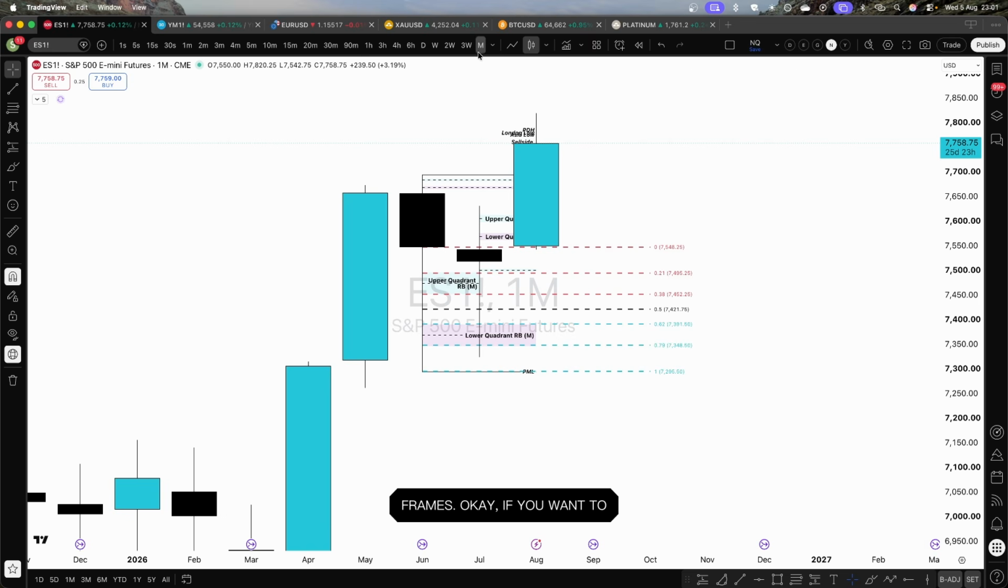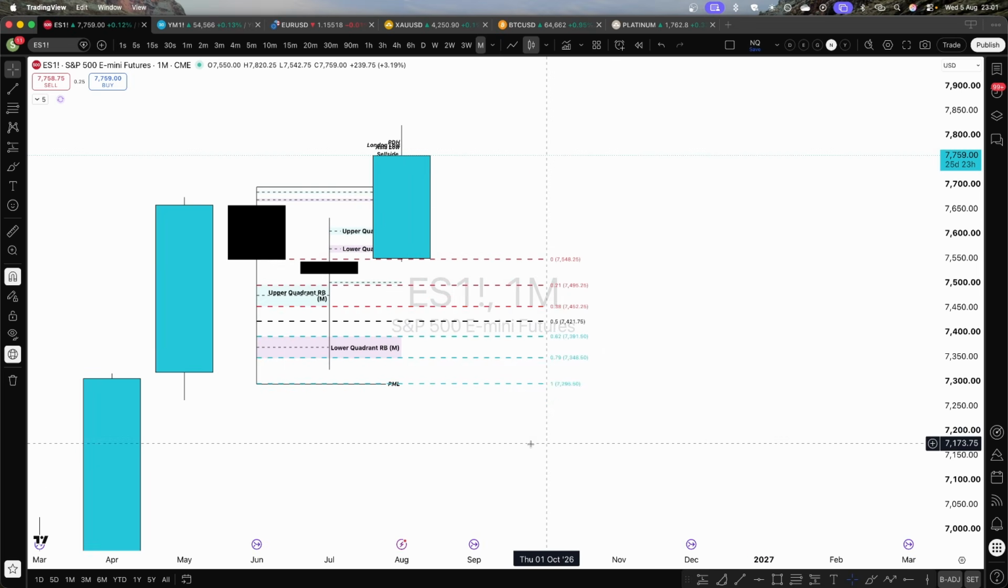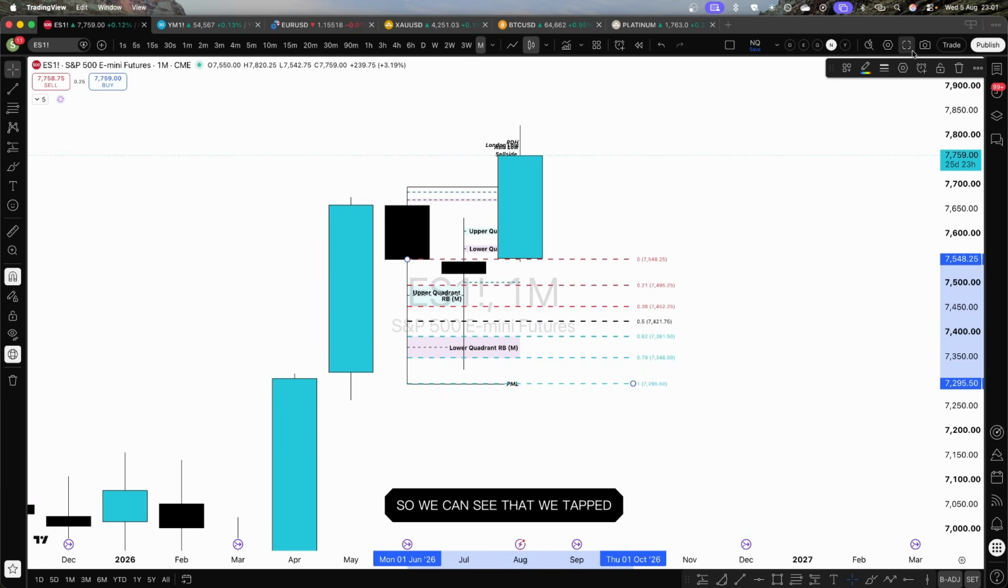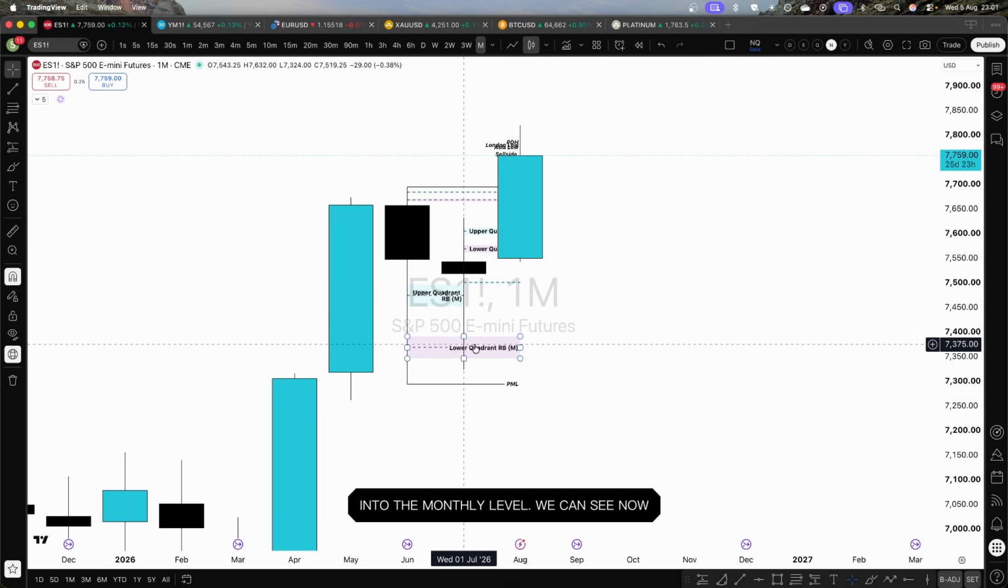Okay, if you want to trade a key level, and if it's on a monthly basis, you want to focus on structure on the daily time frame and entries on lower than the 1 hour to the 5-minute. And I'll give you an example on this. So we can see that we tapped into the monthly level.